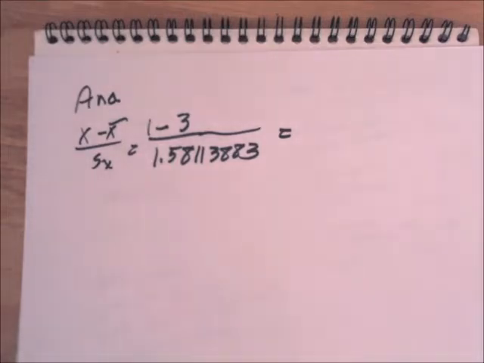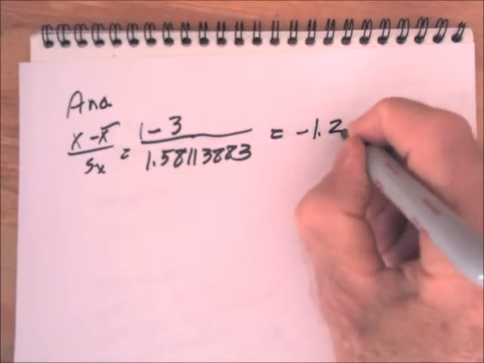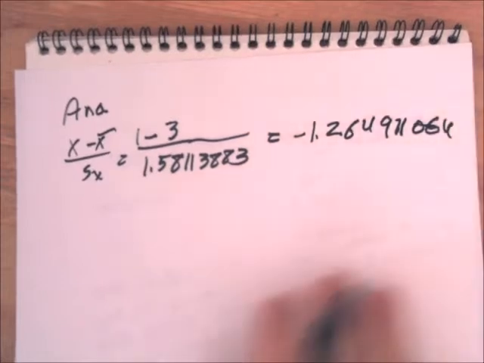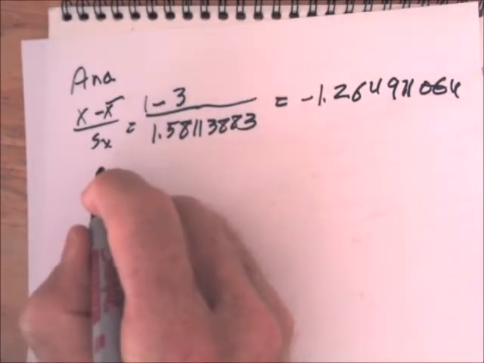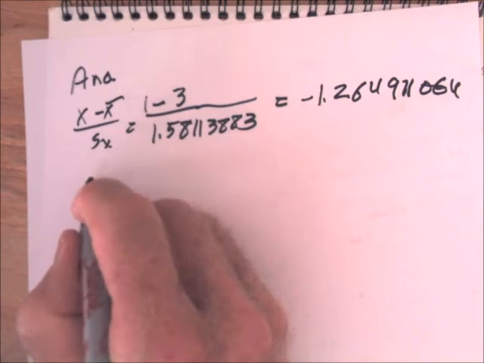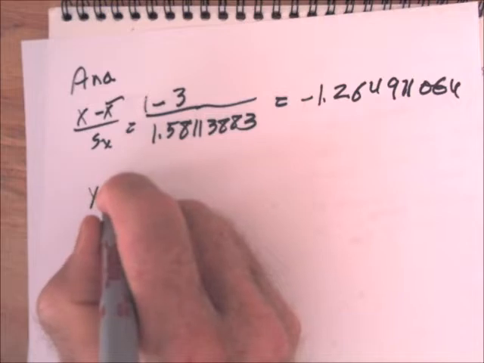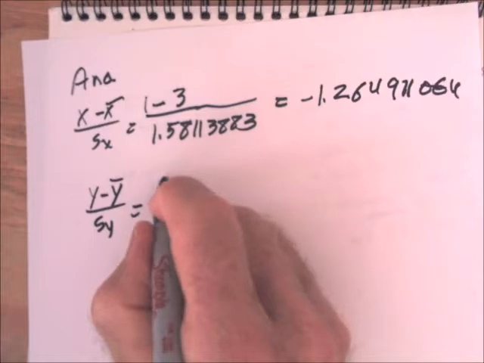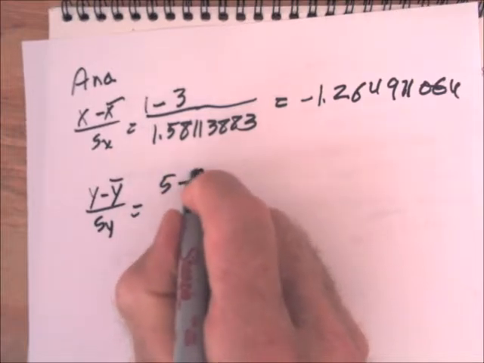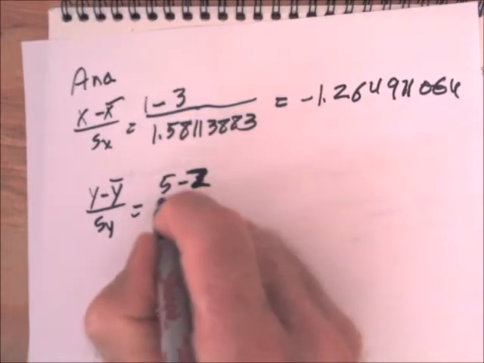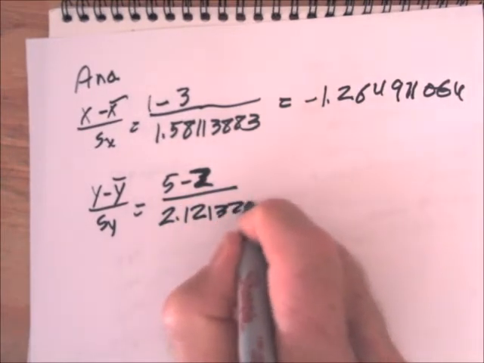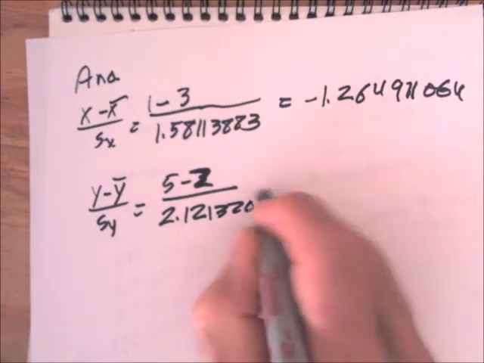Negative 1.26491106. And then the z-score for the homework hours, y minus y bar over sy. Now Anna spent 5 hours doing homework, 5 minus 2, the mean homework is 2. And the standard deviation 2.121320344.